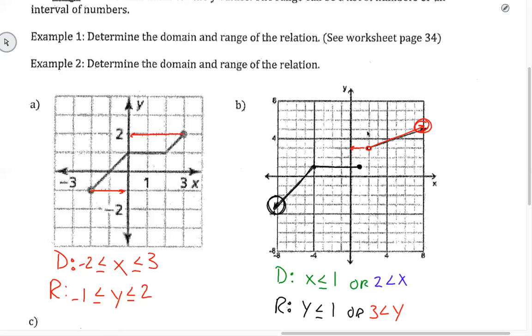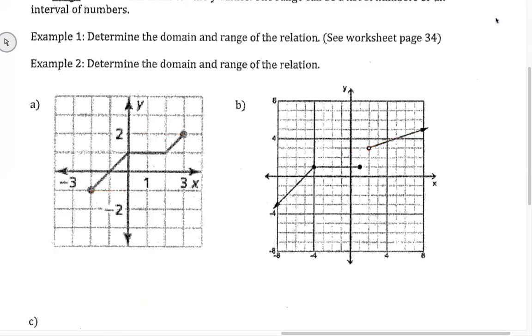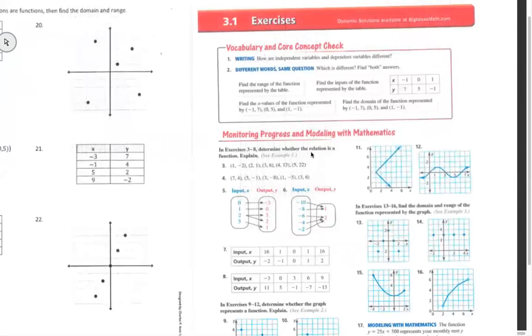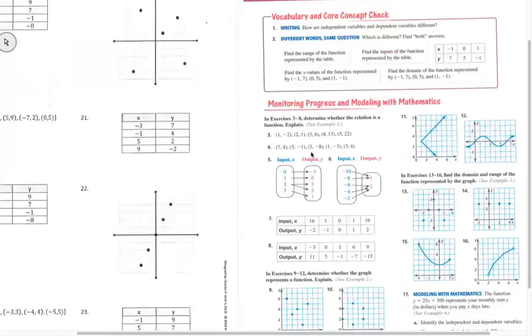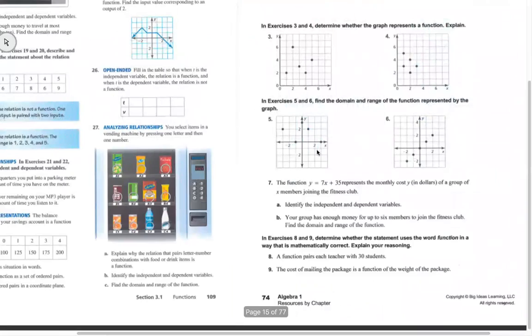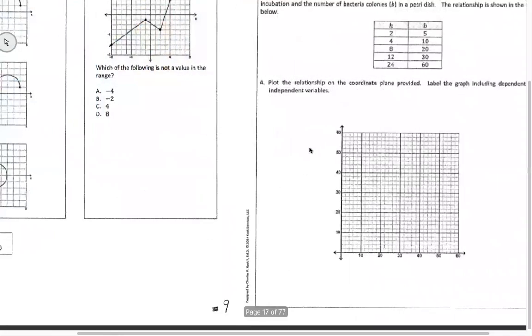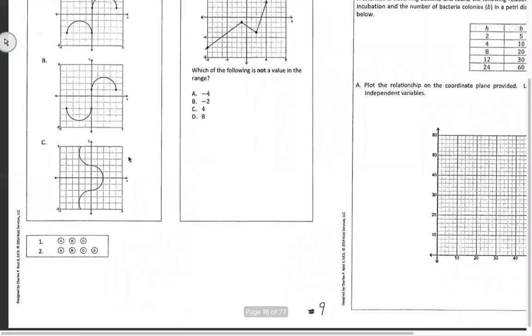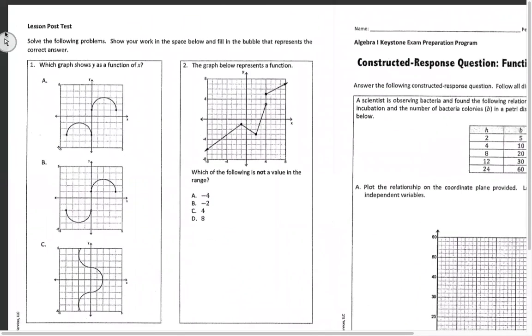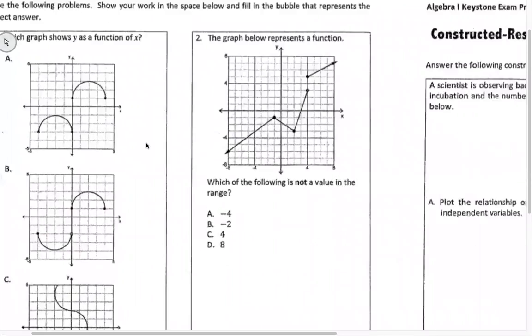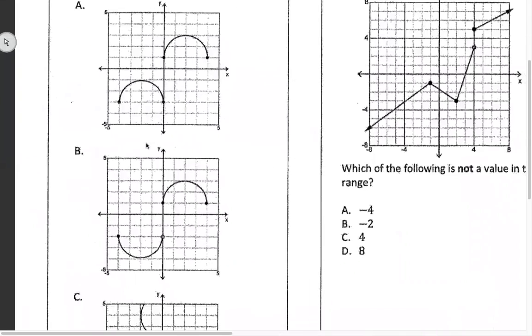And like I said, Jack, I don't want to go over every problem, but I wanted to go over some of these just to kind of refresh your memory. All right, and now we're going to skip all the way to page 9 where it says lesson post-test. And we're going to do this together. Because this is kind of what you guys just did.